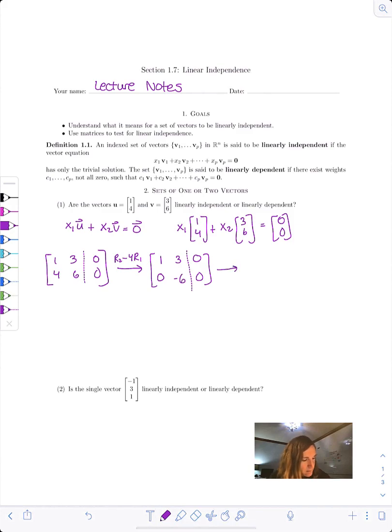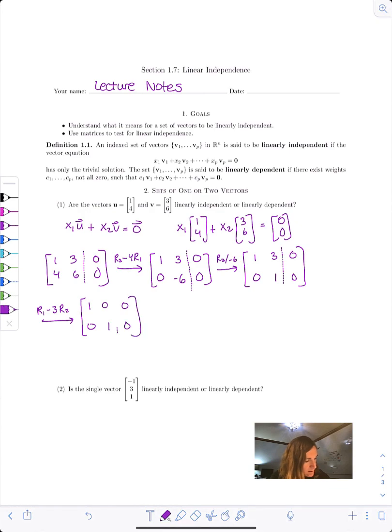And then we take that bottom row and divide it by negative 6. And we get 1, 3, 0, 0, 1, 0. And finally, we can do row 1 minus 3 row 2. And we're left with 1, 0, 0, 0, 1, 0. And if you think about what these equations mean, that first equation says x1 plus 0x2 equals 0. So x1 equals 0. And that bottom equation says that x2 equals 0. And so that means that the only possible values that you could attach to x1 and x2 are 0. So these vectors are linearly independent.